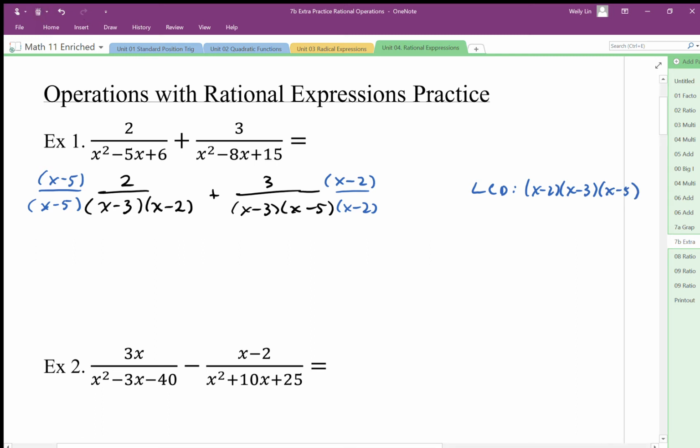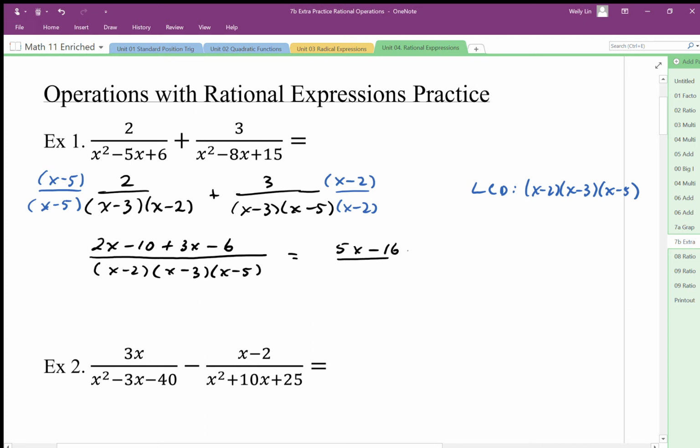So then now, since we have a common denominator, we can multiply out these brackets and combine like terms. So we get 2x minus 10 plus 3 times x, 3 times negative 2, okay, and then our lowest common denominator, and then we can combine our like terms. So here we have 5x minus 16 over x minus 2, x minus 3, x minus 5. This isn't factorable. There aren't any common factors that we can simplify, so we're finished.